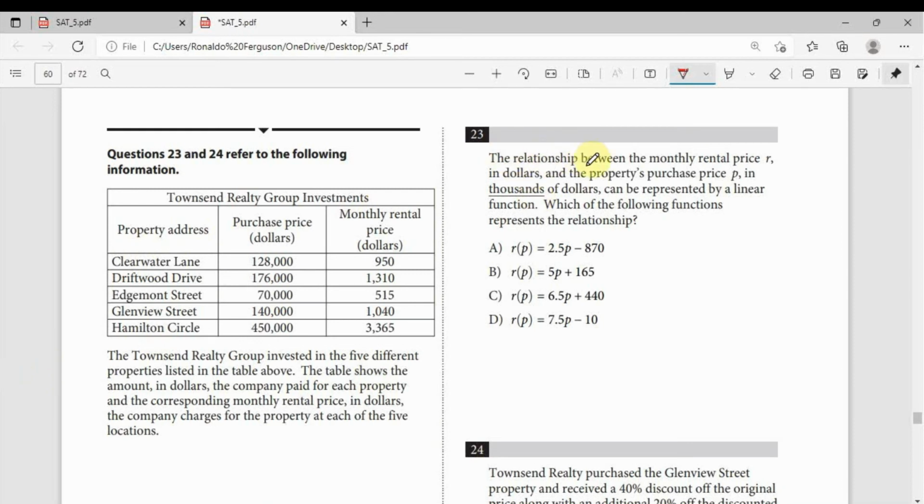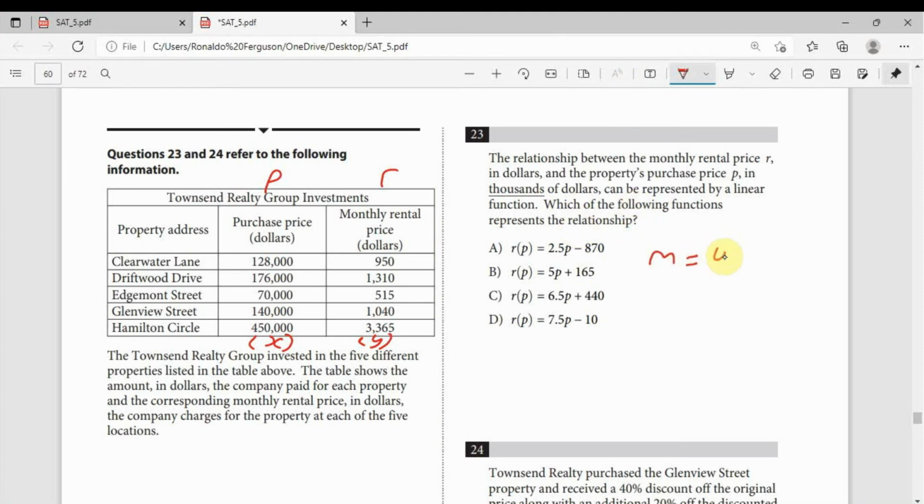Over here, they say the relationship between the monthly price, they call it R, and the purchase price, they call P. Which of the following relates the monthly price to the purchase price? Notice that looking at these answers, your monthly price is like your Y, and the purchase price is like your X. So all we need to see is which one gives a similar gradient. We don't even need to work out the C value, right? So let's just find the gradient.